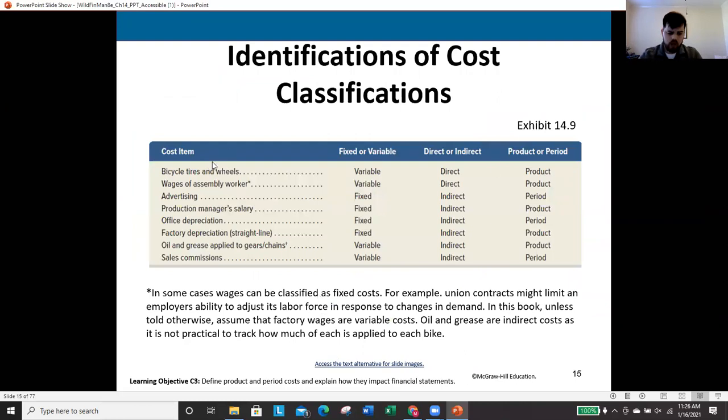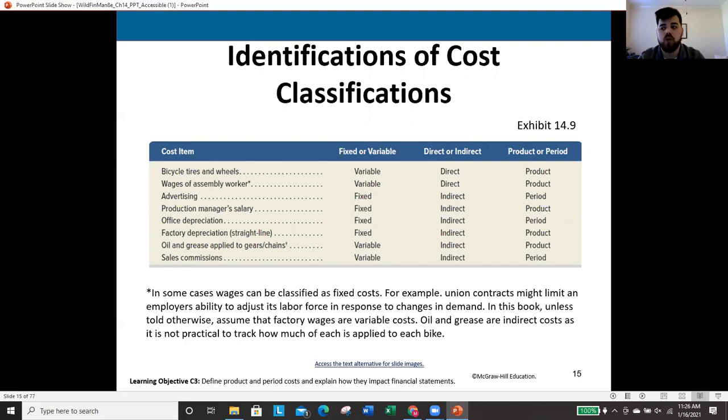Now, I'm just going to walk through one or two of these because we'll do plenty of these in class, but just so you can see how this works, we will talk about a couple of them. So the first one here we'll handle bicycle tires and wheels. To produce more bicycles, will you need more bicycle tires and wheels? Certainly you will. Because of that, that is a variable cost. So to produce one bike, I need 2 tires and 2 wheels. But to produce 10 bikes, I'll need 20 tires and 20 wheels. So in total, my cost will be increasing to ramp up production. So that is certainly a variable cost.